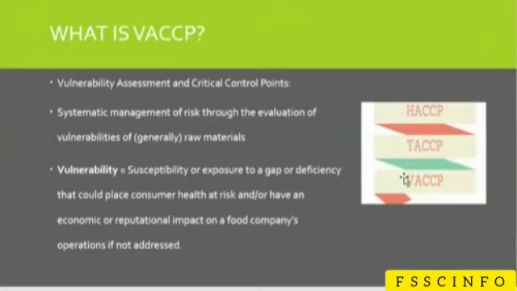And the last one is called VACCP. VACCP is Vulnerability Assessment Critical Control Point. It means the people who want to adulterate the food because they want to make money, so we call it VACCP. What is vulnerability? Vulnerability means, in simple English, susceptibility or exposure to a gap or a deficiency that can cause harm to consumer health or something like that.